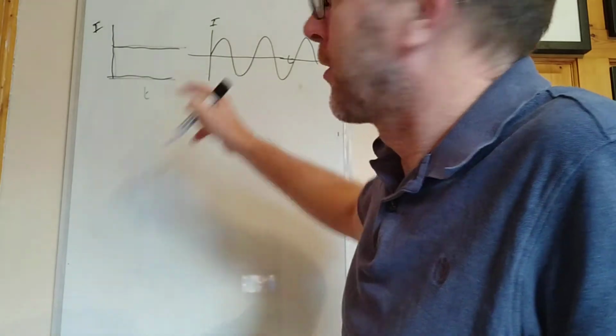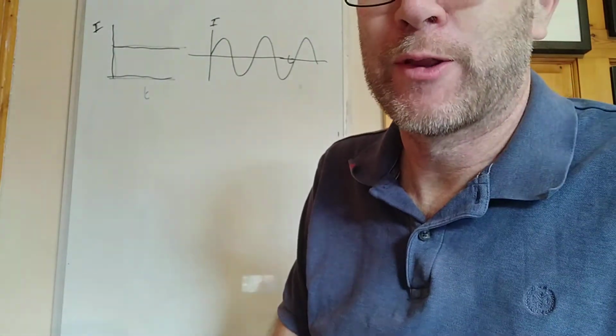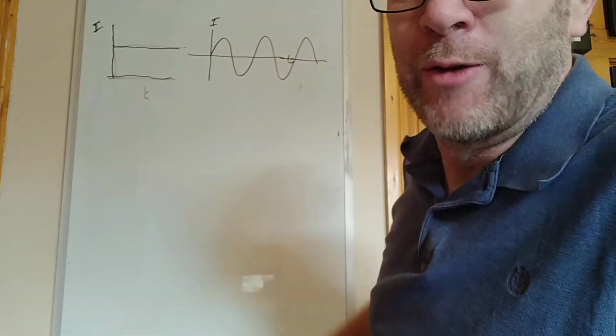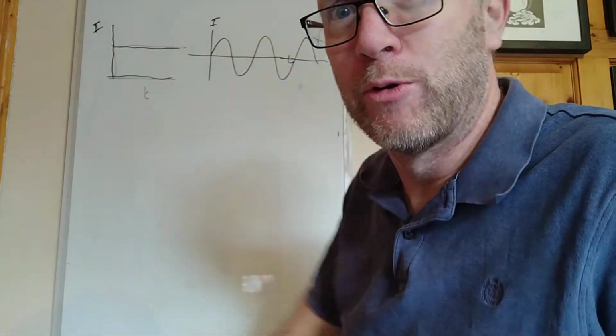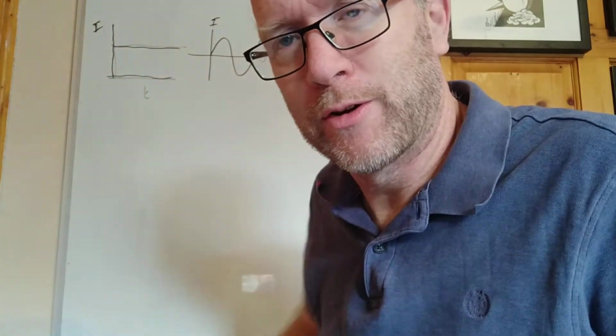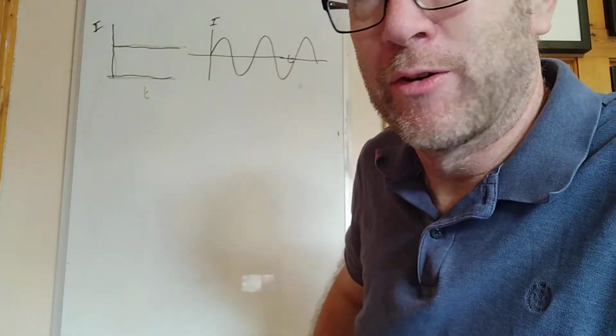Now, there is a problem with alternating current, of course, in that if I asked you what's the average current for alternating current, it will always be 0. Because obviously the pluses will cancel the minuses, no matter how high the peaks and the troughs are. It will always be 0. So we can't deal with that.